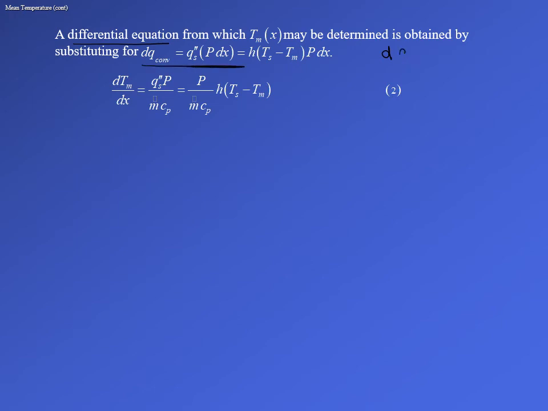So I'm using this relation. dq convection by dx is this qs double prime times the perimeter, and this dq convection, we just wrote that in terms of the mean temperature in the previous slide. So this becomes d by dx, sorry, this dq convection that we wrote in the previous slide as m dot Cp times dTm, and then you have a dx here, and this is qs double prime times P.